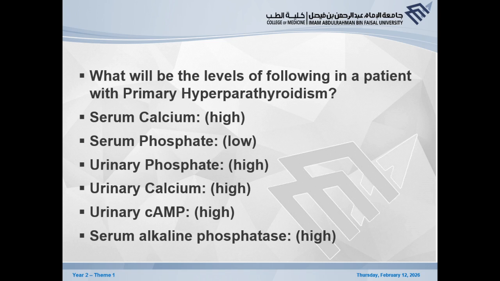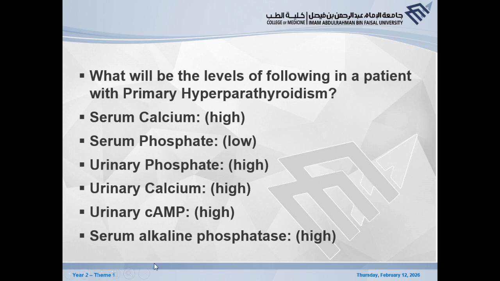And urinary cyclic AMP. Which type of hormone is parathyroid hormone? It's a peptide hormone. So which second messenger does it use? The second messenger here is adenylate cyclase cyclic AMP. So cyclic AMP will increase when the parathyroid hormone levels increase. It acts on the renal tubules and leads to more formation of cyclic AMP. So more cyclic AMP will be present in the urine.